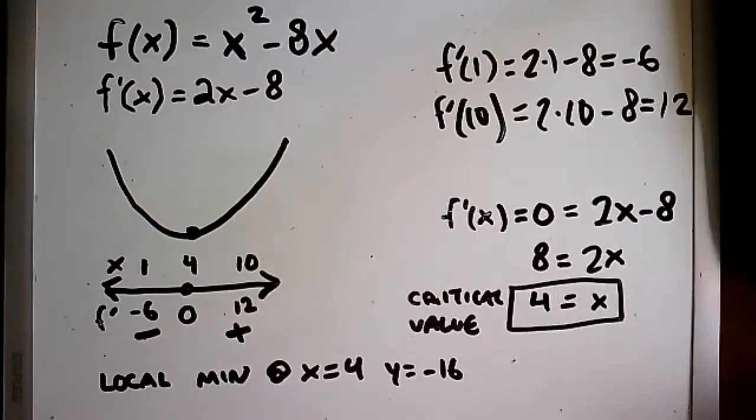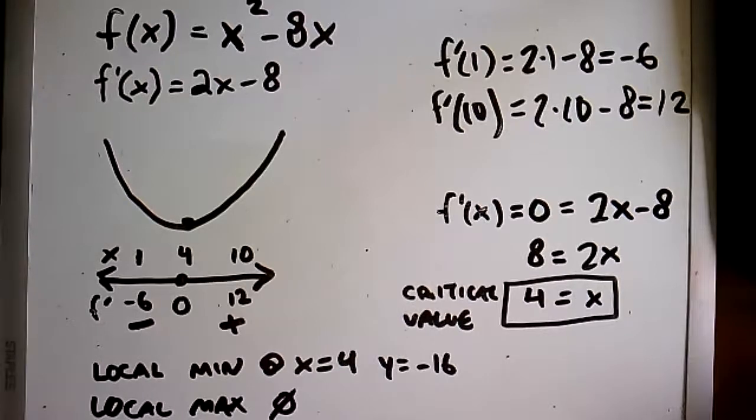So if we had multiple critical values, we would then be looking for local maxima at points where the function changes between increasing and decreasing, equivalently where f prime changes from positive to negative. We don't have any for this function, so there are no local maxima for this particular function. Are there questions on this problem?